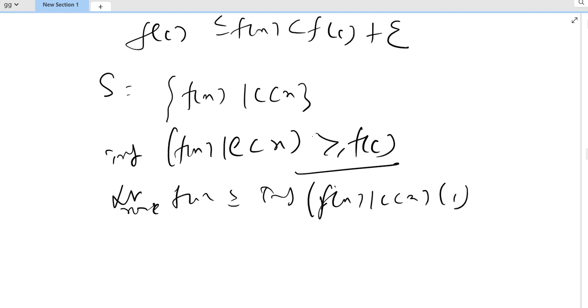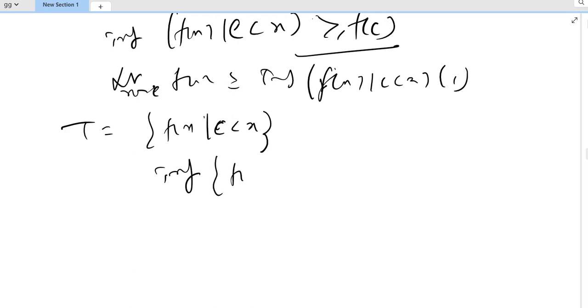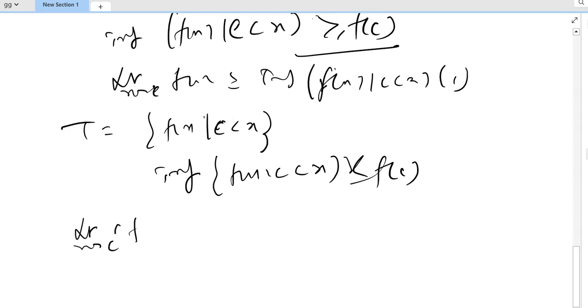If we go to the second inequality from this part directly, consider the set T equal to f(x) given c less than x. So f(x) is monotonically increasing and all the elements of T are greater than or equal to f(c). So therefore the infimum of f(x) for c less than x is less than or equal to f(x), taking the limit as x approaches c. Combining 1 and 2, we conclude that the limit as x tends to c of f(x) is the infimum. This completes the proof.